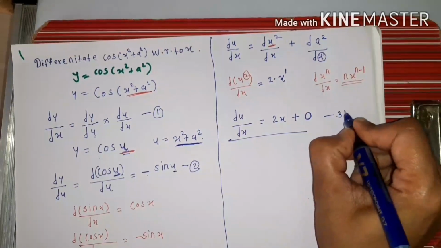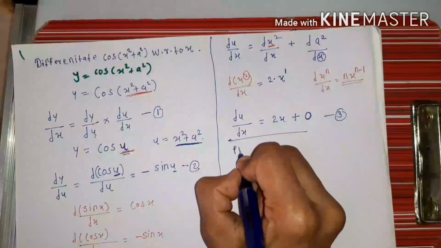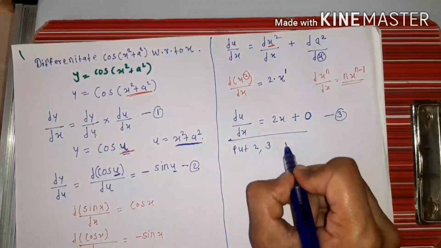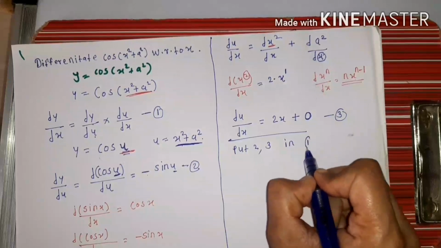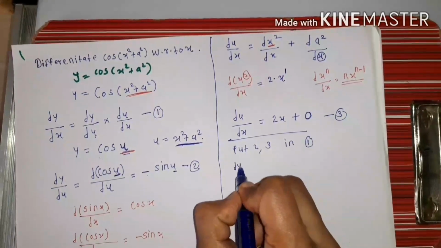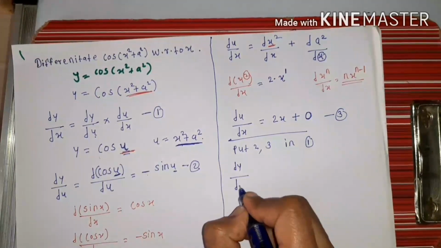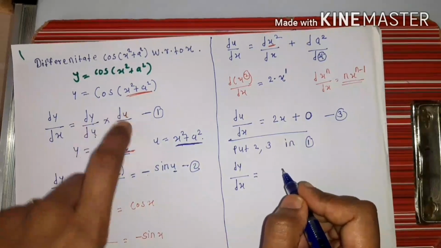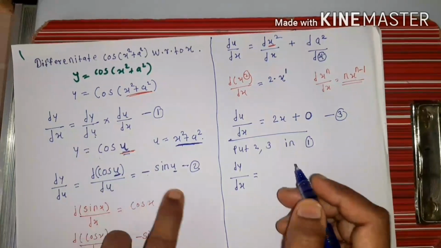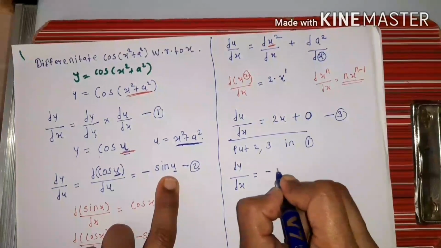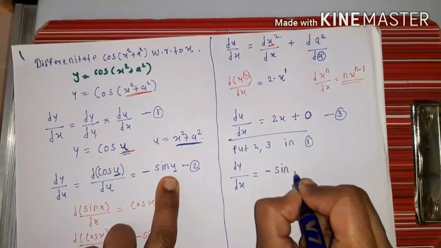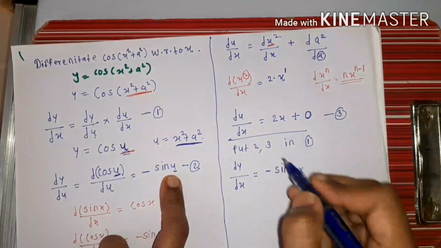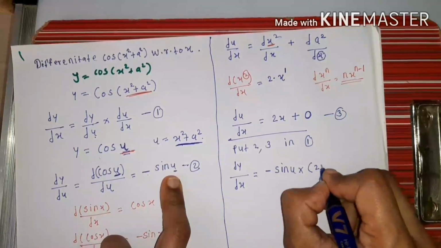This is 3. Now put the value of 2 and 3 in 1. We get dy by dx equal to dy by du into du by dx. What is dy by du? Dy by du is minus sine of u into du by dx. Du by dx is 2x.